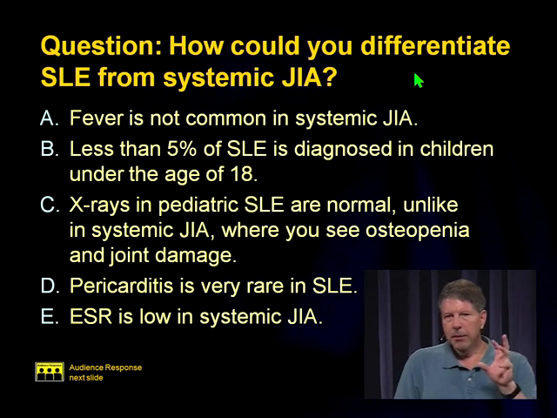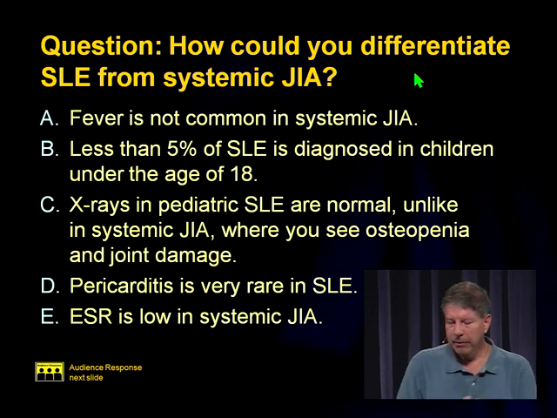Okay, moving to lupus real quick. How can you differentiate systemic lupus from systemic JIA? So is fever not common in systemic JIA? Is less than 5% of lupus diagnosed in children under the age of 18? X-rays in pediatric lupus are normal, unlike in systemic JIA where you see osteopenia and joint damage. Pericarditis is very rare in lupus, or the SED rate is going to be low in systemic JIA. So which one of these is going to help you figure out is it JIA or lupus?